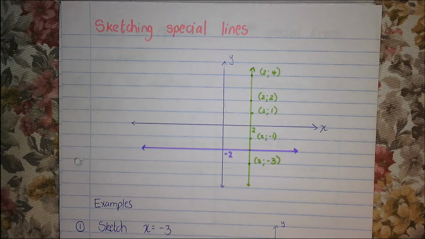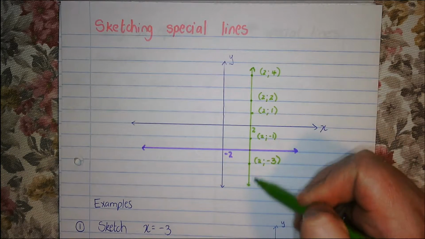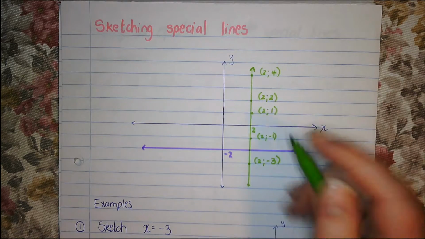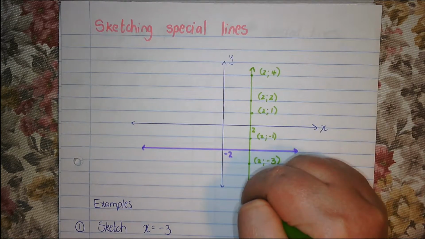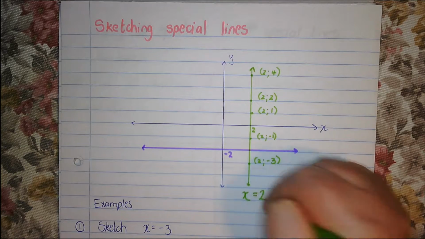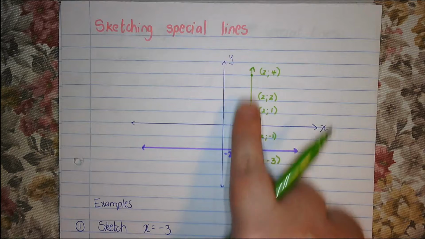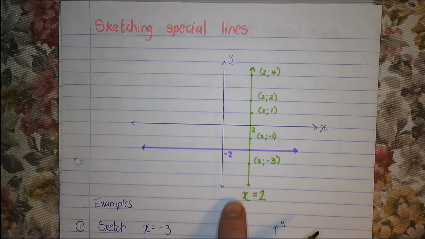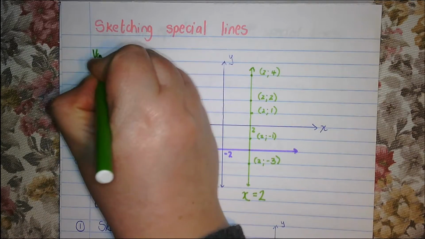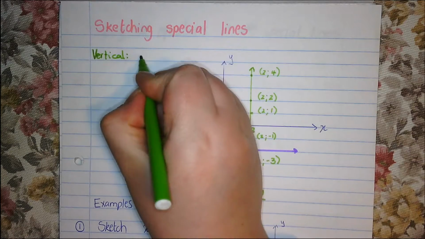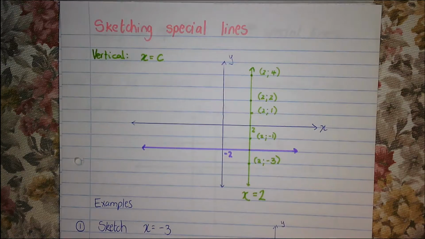Now, if you look at these coordinates, this line has one thing that is true for all its coordinates, and that's the fact that all its x values are equal to 2. So this line, a vertical line, has the equation x equal to 2. So for a vertical line, it's x equal to a number. We're going to call that number c.